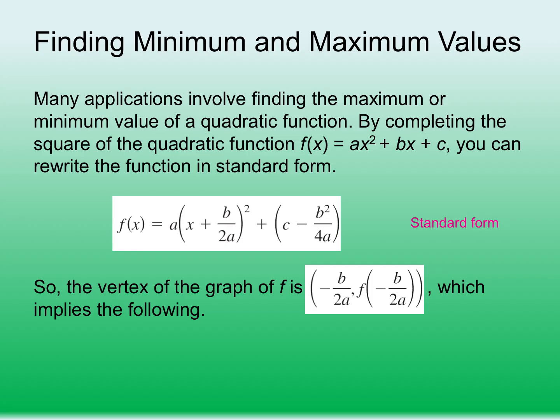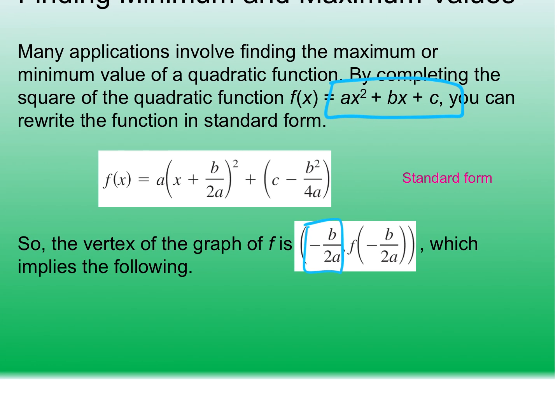Next page talks about how we can find the vertex. If it's in that a times x squared plus b times x plus c form, we can put it into our standard form by using this formula to find the vertex. So that's negative b over 2a. That's how we can find the h in our vertex. And then to find the k, we'd find f of negative b over 2a. So we use negative b over 2a to find the h, and then to find the k, we'd plug in that number. Plug in and solve.